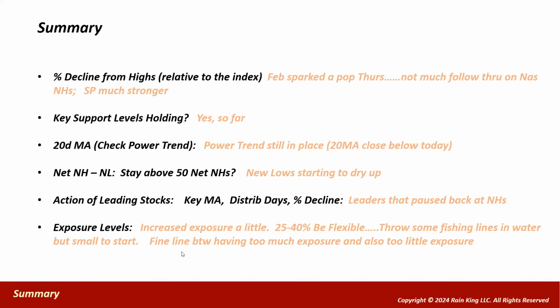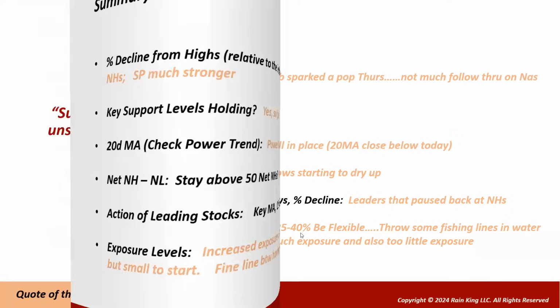There's a very, very fine line between having too much exposure and getting hurt on a pullback, and it's just as risky sometimes to have too little exposure when the market is resuming its uptrend and maybe making a bull leg higher. So we don't want to be flat-footed and have no exposure. So increasing it a little bit is in order here just to be flexible, but have your stops in place in case we do get an air pocket and the market reverses hard. We want to be able to react quickly to take off exposure.